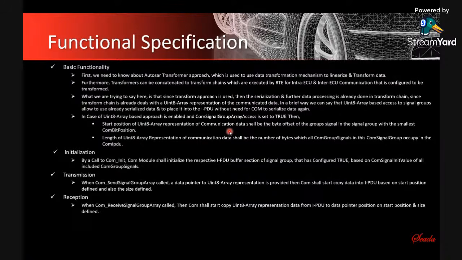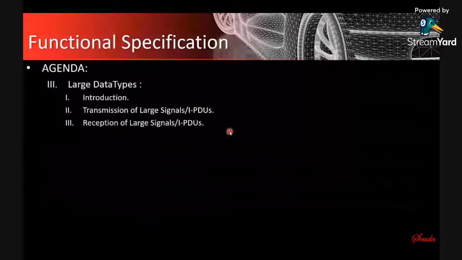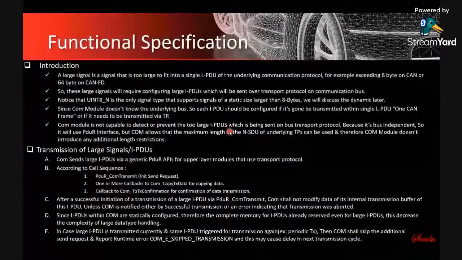Okay. Then we have another kind of IPDUs. All of the things we talked about right now were for the normal IPDU. But what happens if we have large IPDUs? At this point, maybe the IPDU is larger than 8 bytes on CAN, or larger than 64 bytes on CAN-FD. Then the transport protocol will interfere. It will collect the data, pass the data to the COM through the PduR, and then you handle this. How is this going to happen?